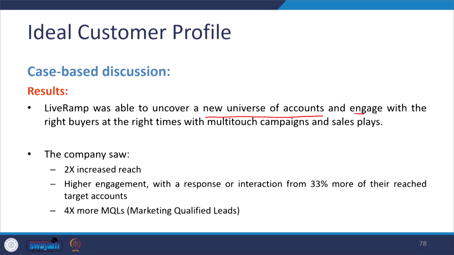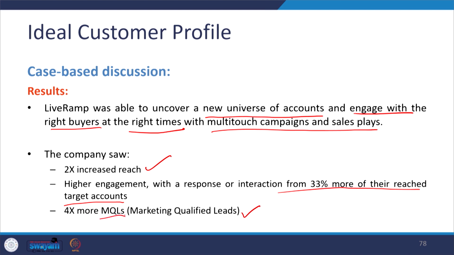So, the result for LiveRamp is that it was able to uncover a new universe of accounts and engage with the right buyers at the right times with multi-touch campaigns and sales plays. That's the advantage of bringing that customer data platform into the picture. The company saw a 2 times increase in reach, higher engagement with response or interaction from 33% more of their reach target accounts, and a 4 times improvement in marketing qualified leads, right? So MQLs, marketing qualified leads.